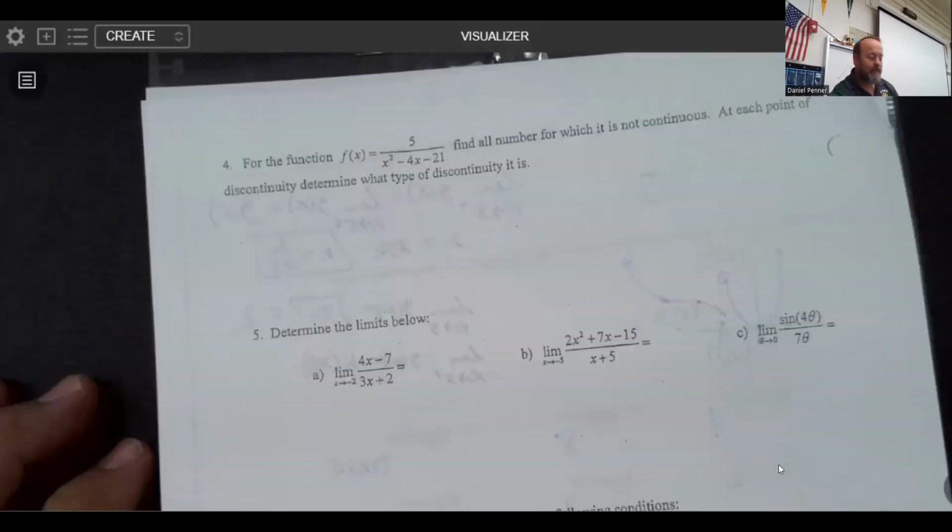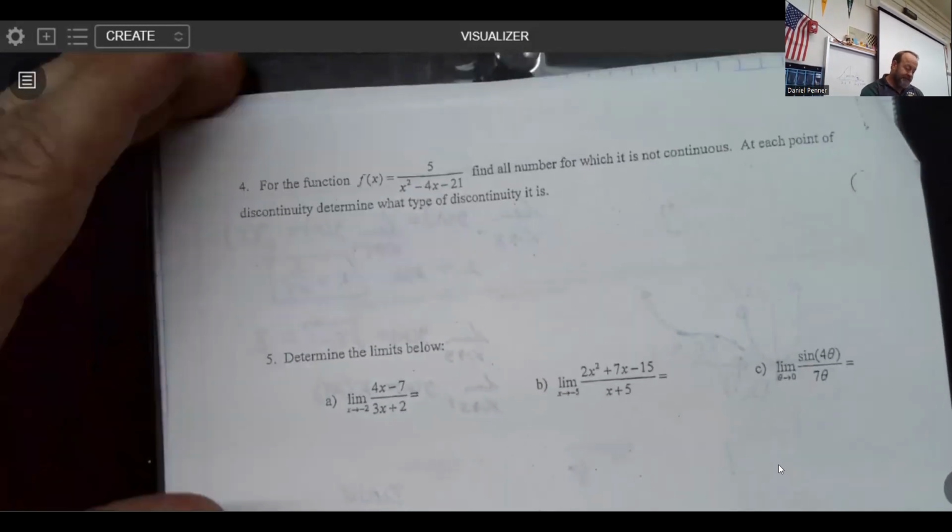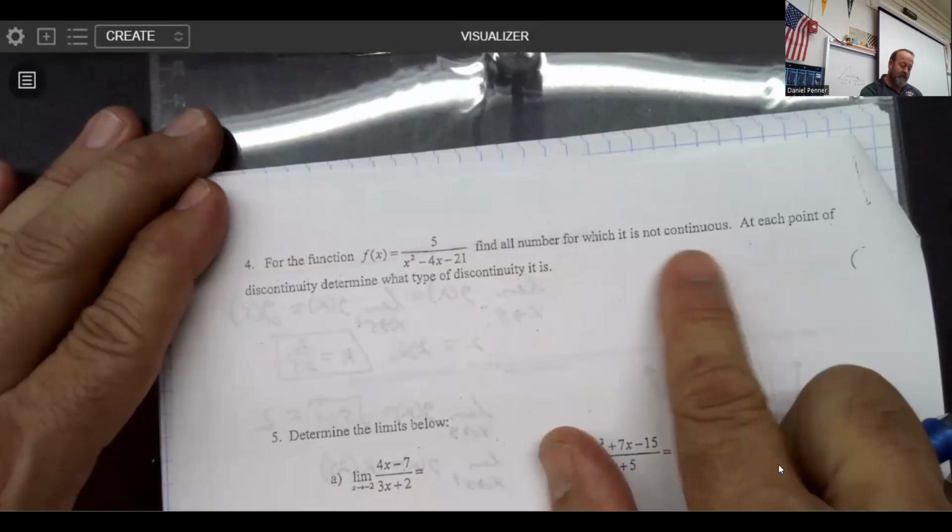Okay, so let's take a look at page 2 of that review. Here we go. Get that visualizer going. So let's see. For this particular problem, we said we've got this function right here. We've got our rational equation, and we want to know where it is not continuous.